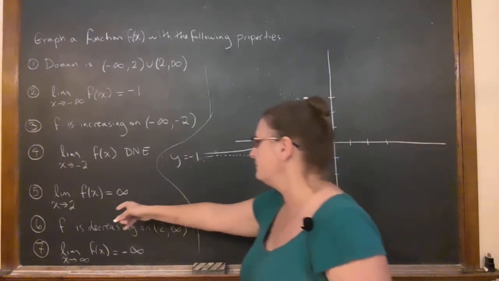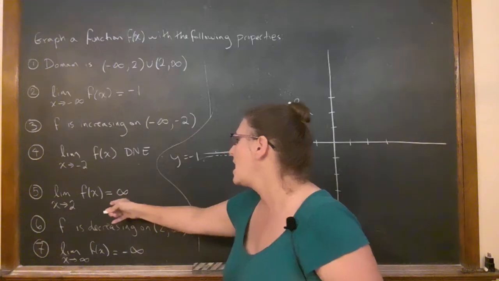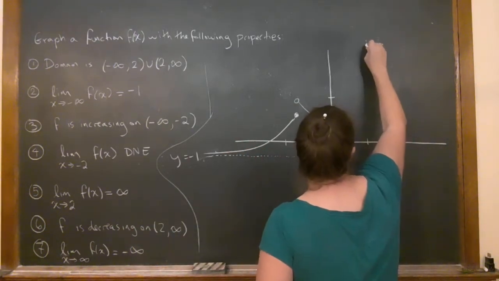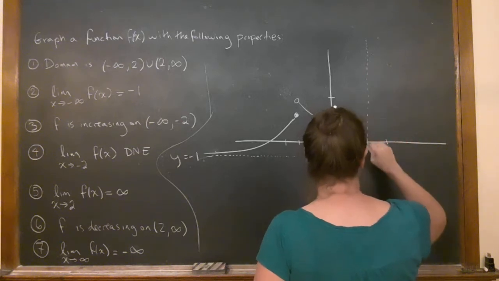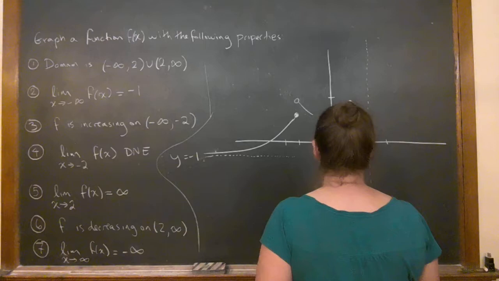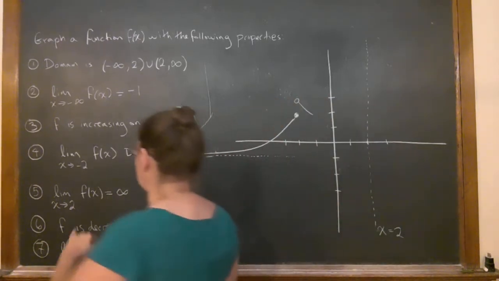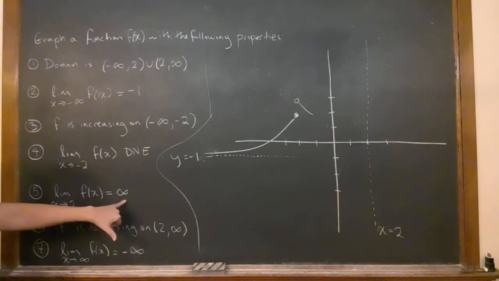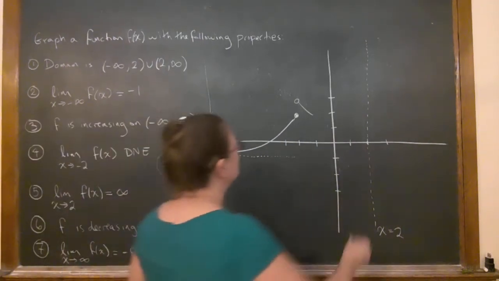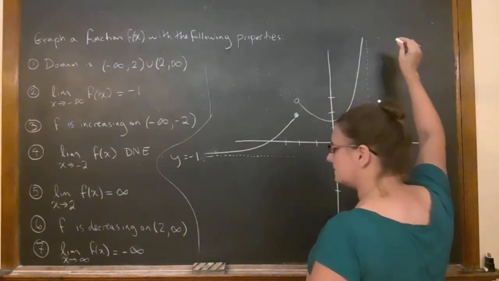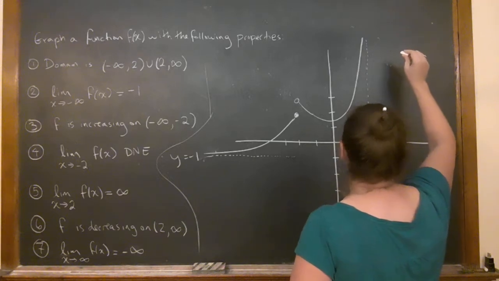The next piece of information I have is that I have a vertical asymptote at 2. So I'm going to label it. And because this is not a left-hand or a right-hand limit, this is the full limit, it's going to infinity on both sides. So I can just make this go to infinity on both sides.